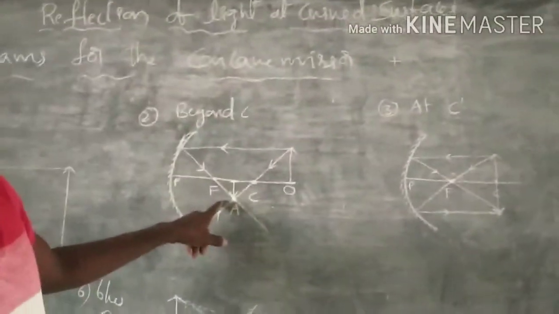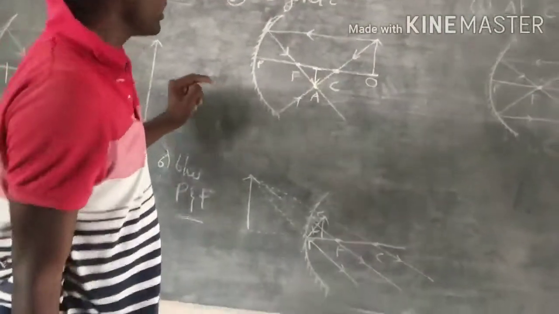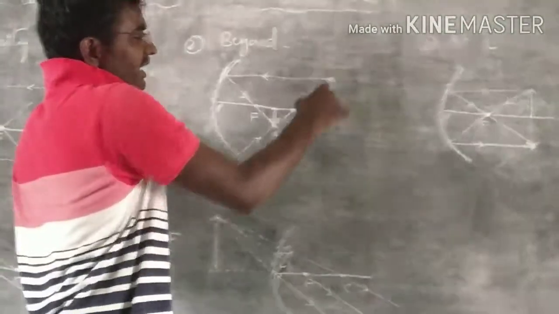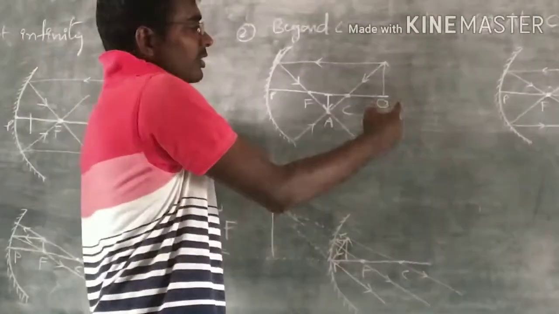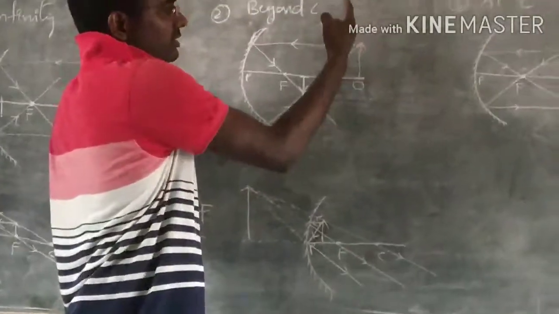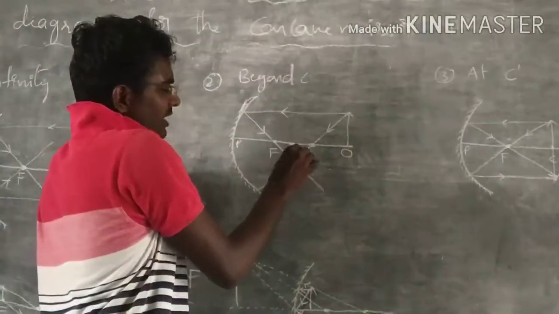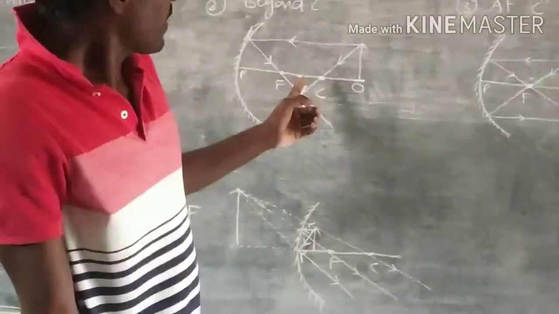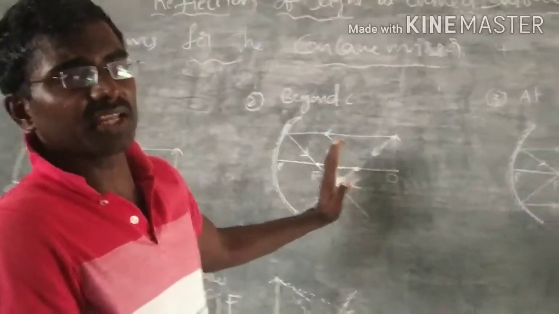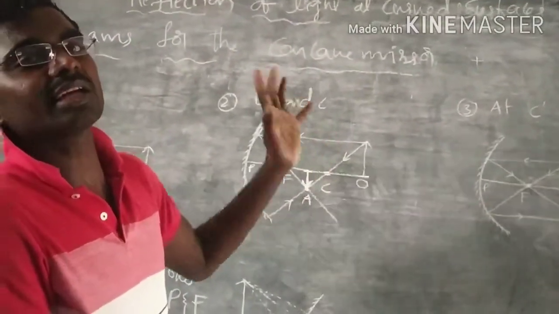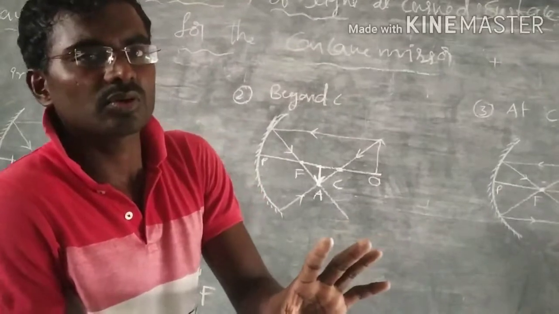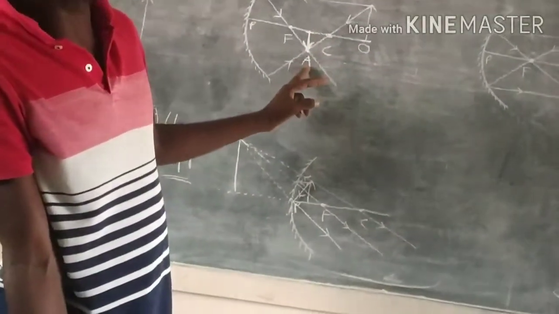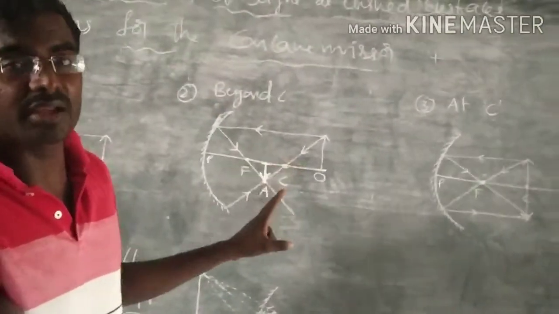So what is the property of this image? You see, this is an inverted image. Yes or no? The object is upright in this straight way, and this one is downwards, right? That means this image is inverted. And if you keep a screen at this point, we can get the image on that screen. That's why this is a real image.